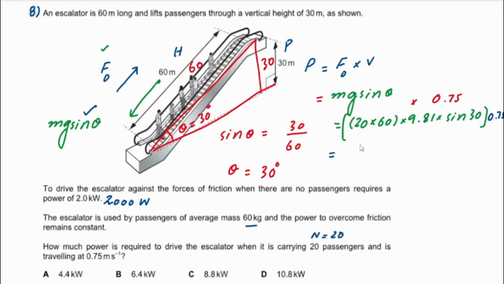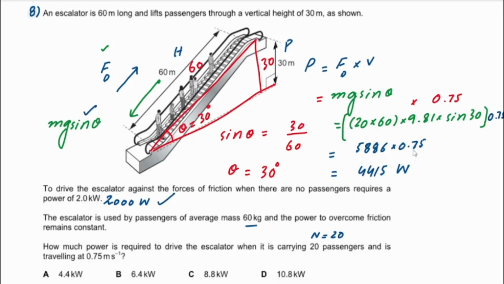So in the first part we get 5886 multiplied by 0.75, which is 4414.5, so it would be 4415 watts. Okay, so this is the power that you need just to drive the people up the ramp, but since there is friction as well, some of the power is used to compensate for the friction. How much is that power?